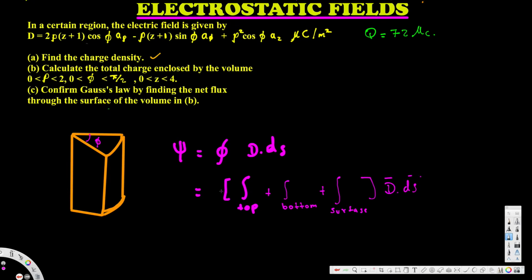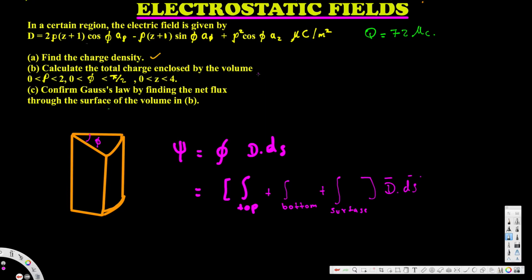Now the flux does not vary along the z, so the top and bottom contributions are equal and opposite, right? So they are going to cancel each other out. So by the symmetry, we are only going to have the rho direction. That's the only thing that's going to contribute to this net flux. So we just try to consider the rho axis alone. Okay, now let's go ahead and do that.